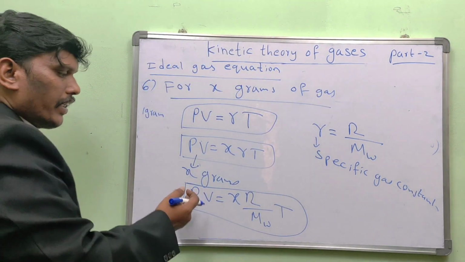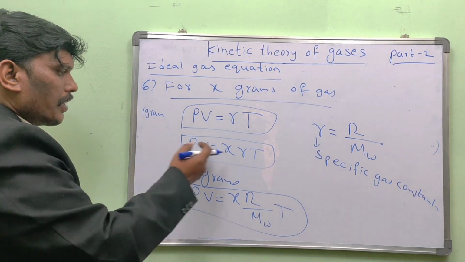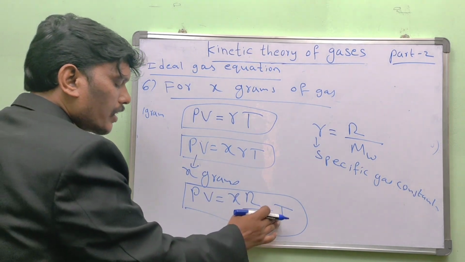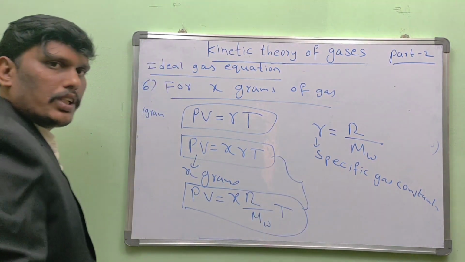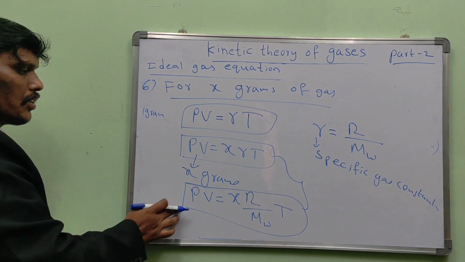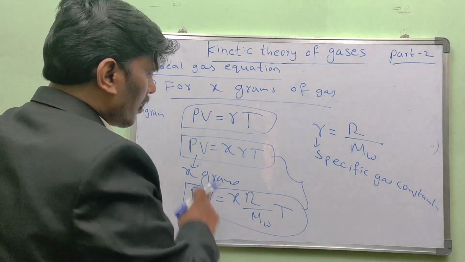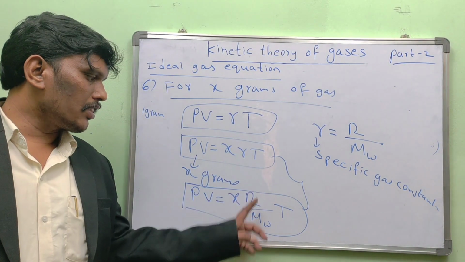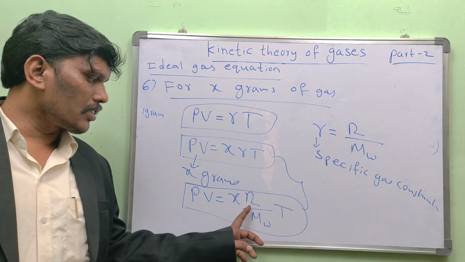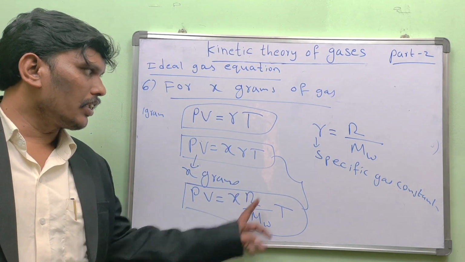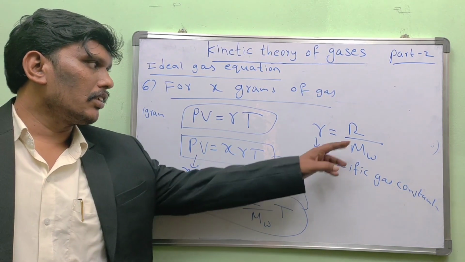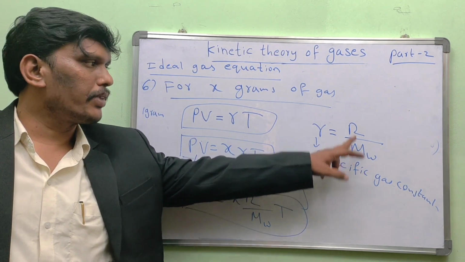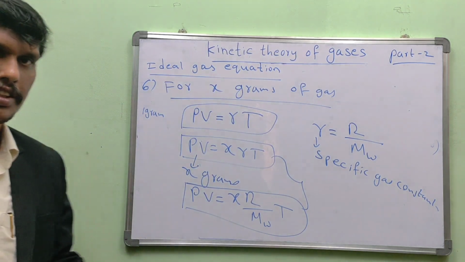So PV is equal to xrT, and PV is equal to x into R by molecular weight into absolute temperature. These two are equivalent forms, both used as ideal gas equations for x grams of gas. One is in terms of the specific gas constant, and the other is in terms of the universal gas constant and molecular weight. They are equal because the specific gas constant is the ratio of the universal gas constant and molecular weight. R by molecular weight gives the specific gas constant.